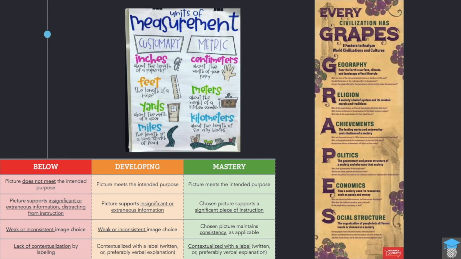GRAPES. Now, I have never heard this acronym in the past, but the content is certainly strong and helpful. The only purpose I can see for the pictures on this poster is to ingrain the actual acronym GRAPES, hoping that students use the first letter of each civilization feature to remember and apply each factor. That seems like a tall order. These are individually really complex aspects of society. So while the grape bunches may meet the menial purpose, they don't support a significant piece of instruction. So we're immediately at D, developing.